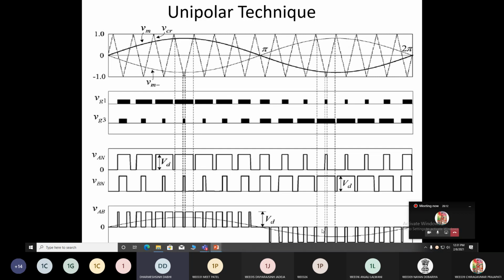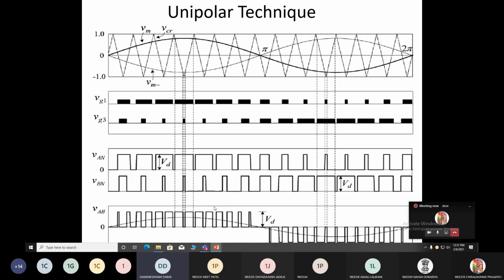But from 180 degrees to 360 degrees, exactly the opposite happens. You do not get the common interval where S1 and S2 both turn on simultaneously, so you never get the positive voltage. But you get the common interval between S3 and S4 where both are turned on simultaneously, so you get the negative voltage. That's why this technique is named the unipolar technique. The reason is that in any one half cycle you get either positive or negative voltage, whereas in the bipolar technique, in any half cycle you get both positive as well as negative. That's why that technique is called the bipolar technique.